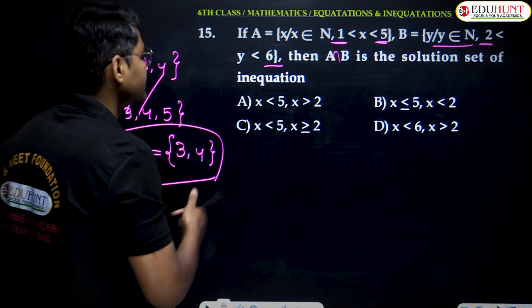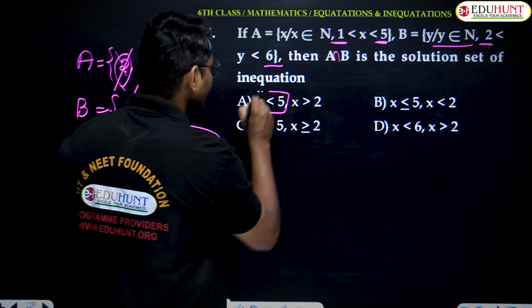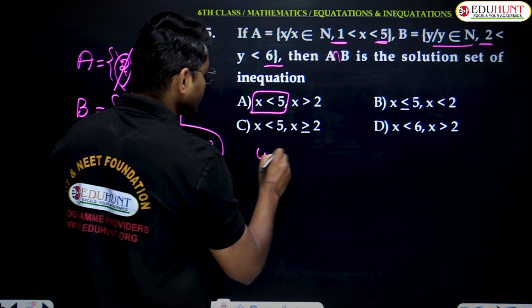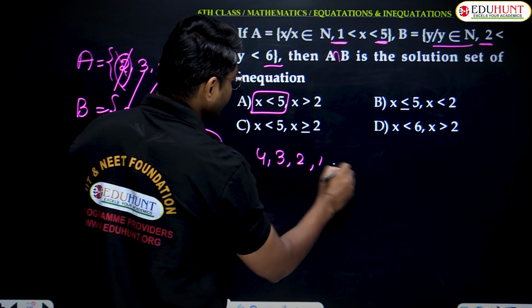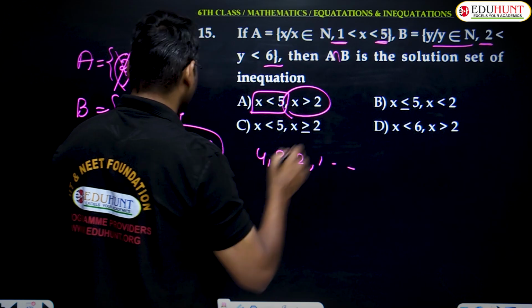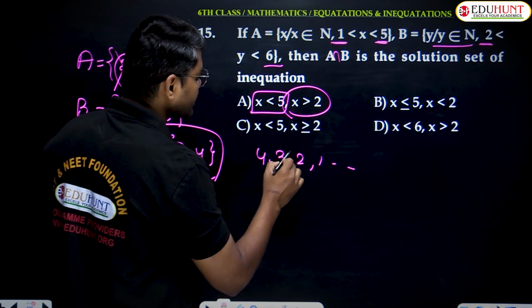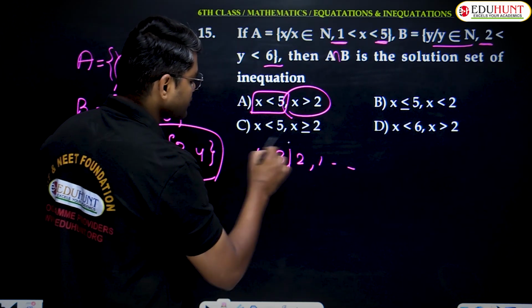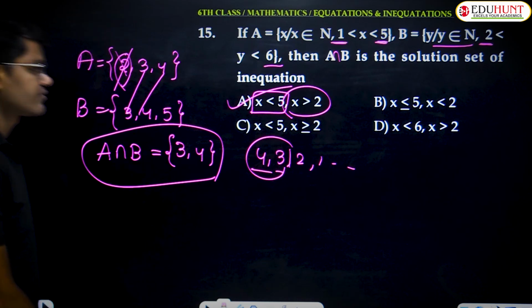3 and 4 means x less than 5. Less than 5 means 4, 3, 2, 1 and so on. X greater than 2. Greater than 2 means only 3, 4, 5 and so on. So option A is the correct answer for this question.